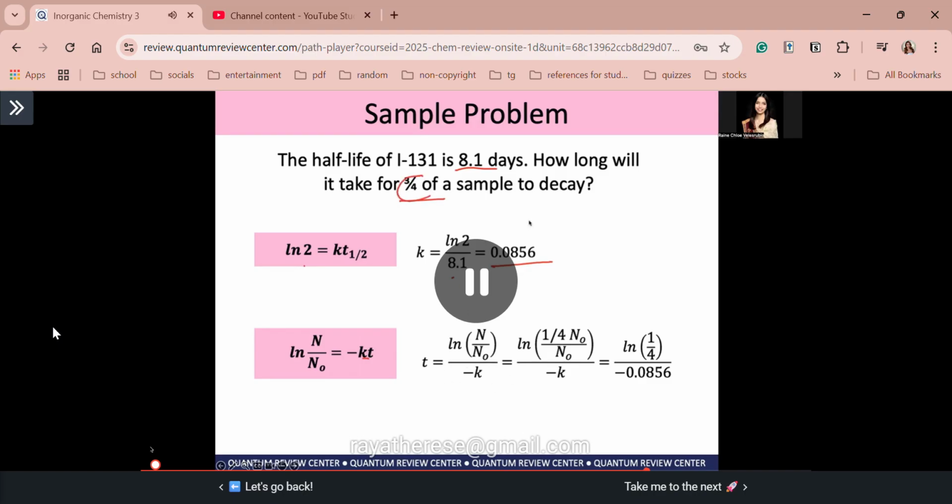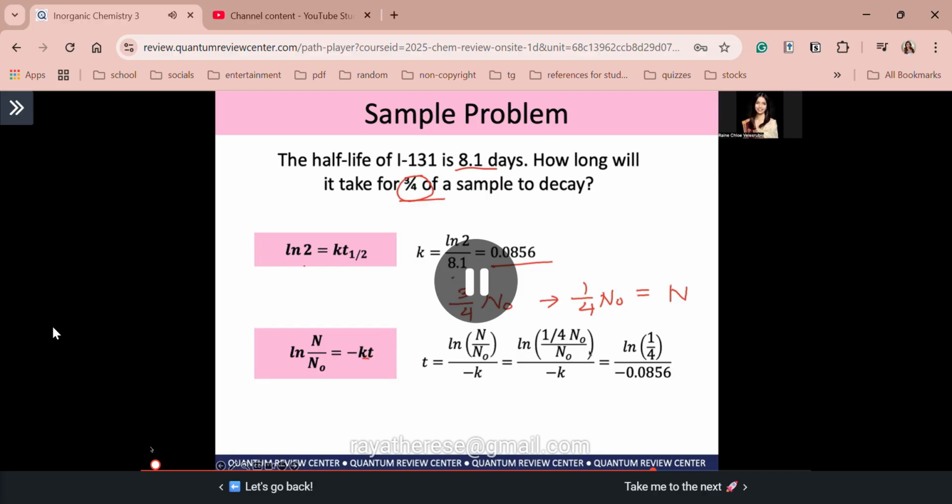Now let's analyze this, guys. So 3/4 decayed. Let's say we have this amount of radioactive sample of iodine-131, right? And then this is the amount that decayed. So meaning, what remains is 1/4 of the initial sample of iodine-131. And that is equal to N, which is the remaining amount of radioactive material after time t. Okay? So meaning, N is equal to 1/4 N naught over N naught.